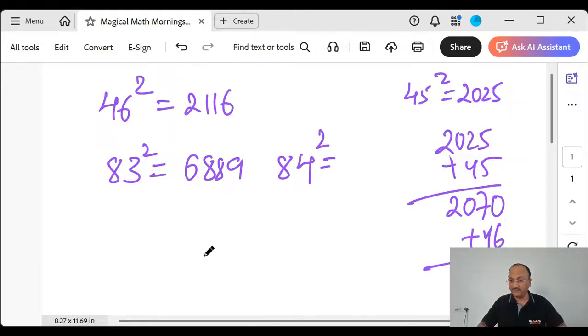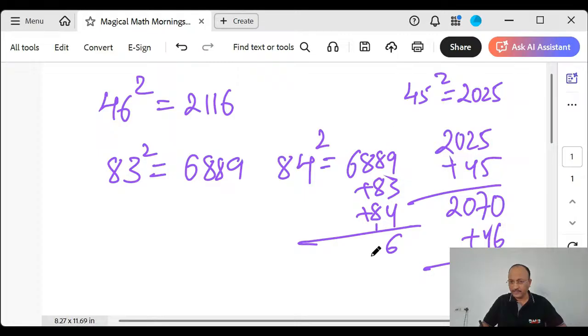Very good. Very fast also. So what do we do? 6889 plus 83 plus 84. We get 7056. How much time may it take? 2 seconds. Even if it takes 3 seconds, it's very good, because otherwise we would definitely have taken 10 to 20 seconds doing it in the traditional way.